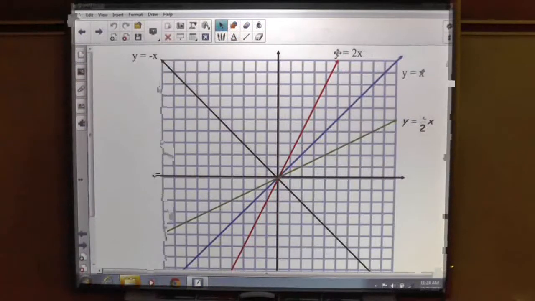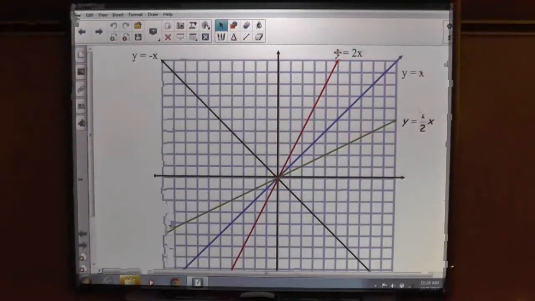So the effect of the sign on the slope is the direction that the line will go. A positive slope will increase. A negative slope will decrease. That's very important to remember, because it's going to affect how you write these lines, and it's very important to know if your line is increasing or decreasing.